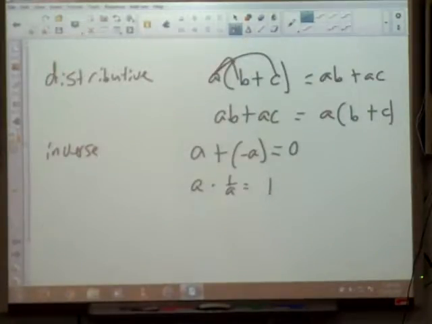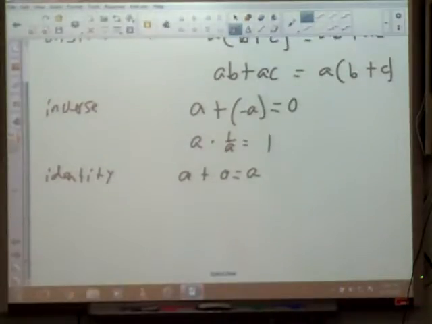Identity properties. Flying through these to start, y'all. Identity property, it didn't change. It kept its identity. So if you're dealing with addition, that would mean you added 0 to it. It didn't change. It kept its identity. If you're dealing with multiplication, what could you multiply by that wouldn't change its identity? Attaboy, Chase. So we'd be multiplying by 1.